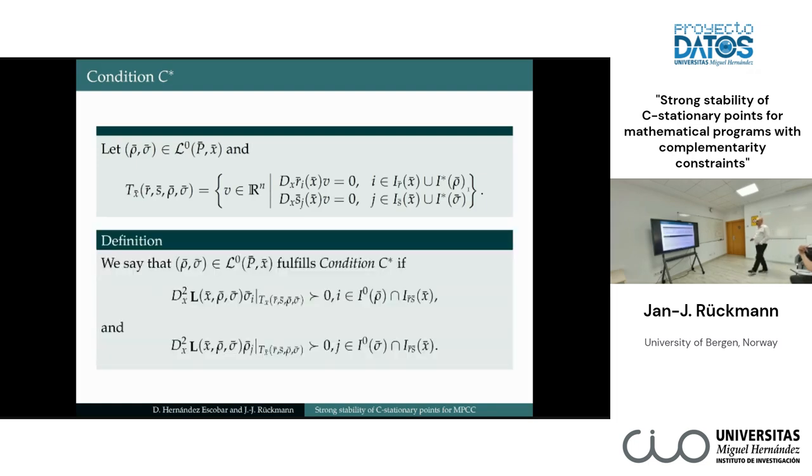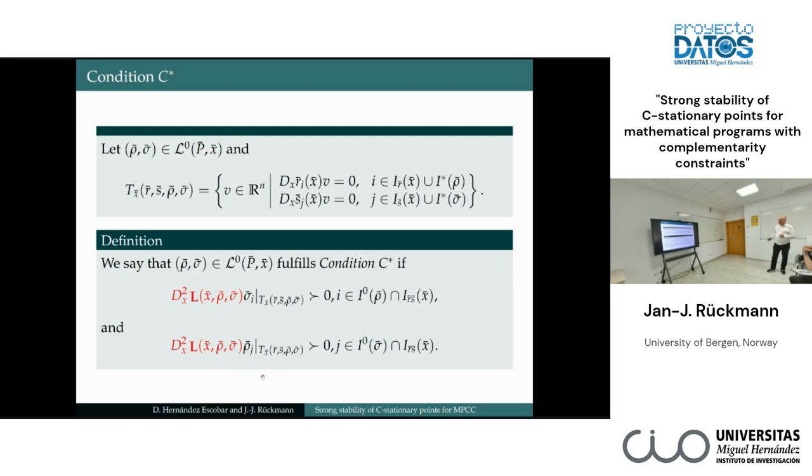Now comes this condition C star. We look now only at this basic Lagrange vector, and we say that the basic Lagrange vector fulfills condition C star. We take the Hessian of the Lagrangian at the point x bar, with this basic Lagrange vector, and we restrict it to the corresponding tangent space, which is given here. This is also not a surprise. And we say that this is positive definite.